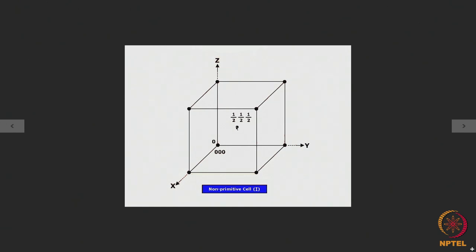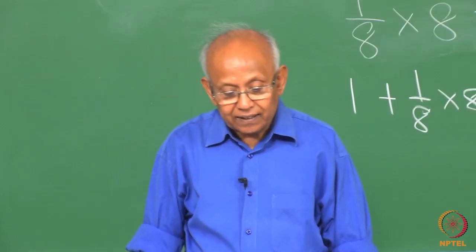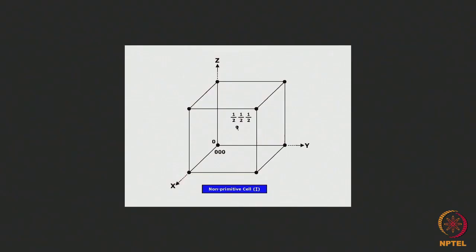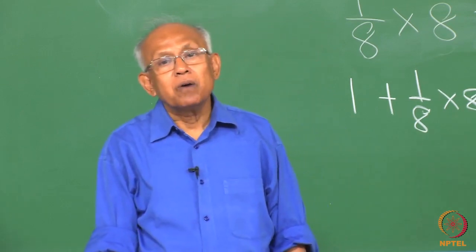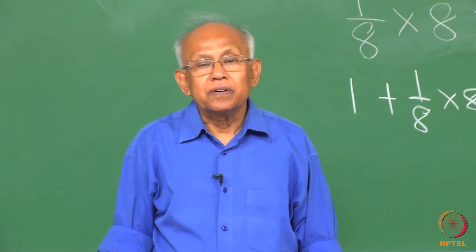You see, this point or atom has the fractional coordinates half, half, half. Why? Because in order to reach this point from the origin, you move half the lattice parameter along x, another half the lattice parameter along y, and again another half the lattice parameter along z. So this makes this point half, half, half. So the two points belonging to this BCC or body centered cubic unit cell are located at 0, 0, 0 and half, half, half.